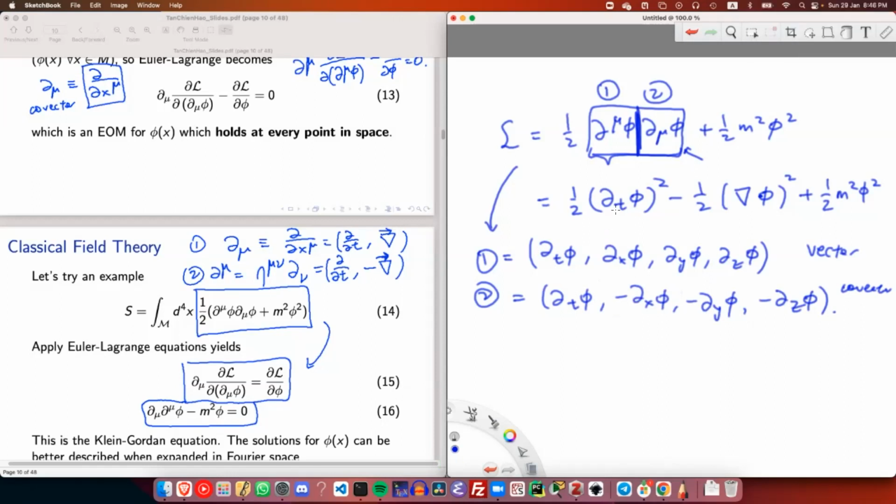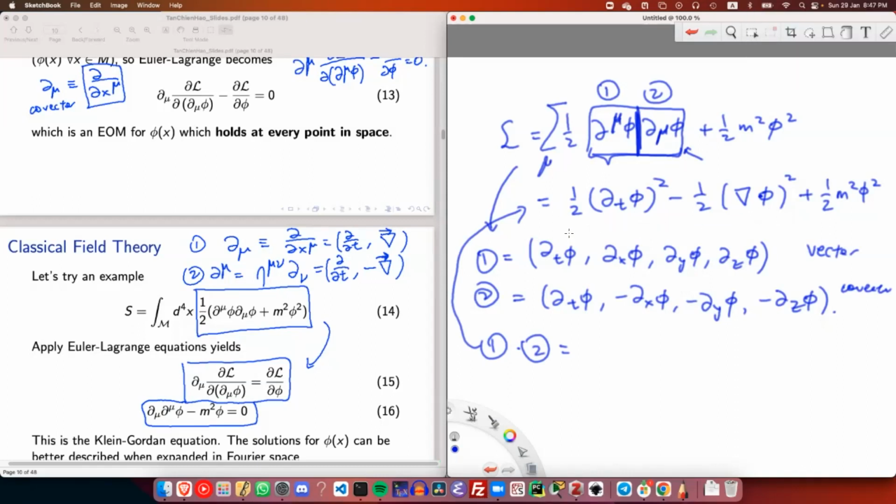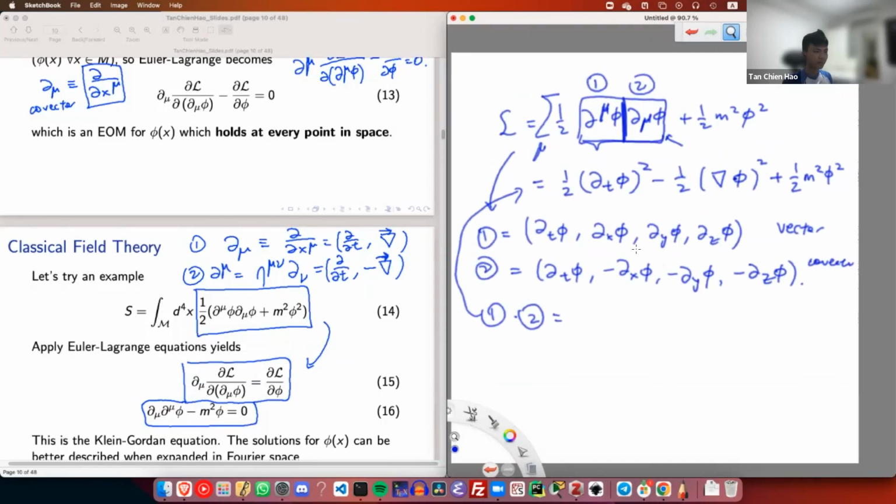Yeah, that became a lot clearer when you wrote that. Okay, great. So if we do the sum over, you see that the mu index is implicitly summed over from indices 0 to 3. Then it is essentially a dot product between 1 and 2, which will give us this expansion. All right, I see. Thanks. Okay, no problem. So that's for that.